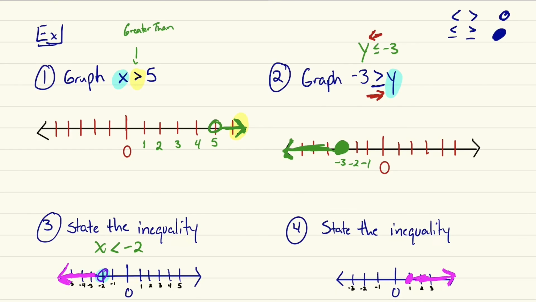All right, moving on to our last example here, which is number 4. We have a closed dot at 1, so that means that I am comparing a variable to the number 1. The closed dot means that it's going to be something or equal to, and I'm shading to the right, so that means my arrow is going to point to the right, and that gives me the inequality of x is greater than or equal to 1.